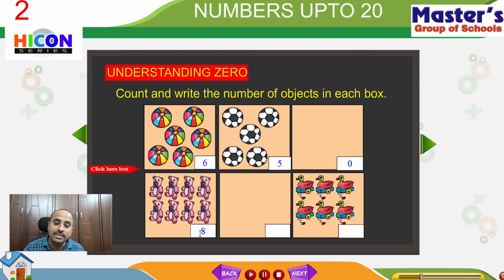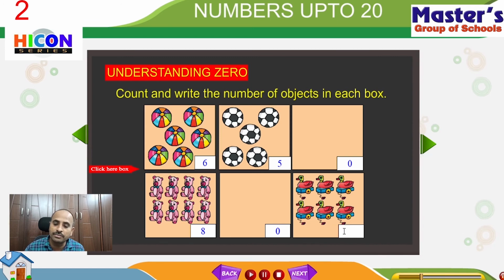Children, see the next box, the fifth box. What are there in the fifth box? There are no objects in the fifth box. There is nothing in the fifth box. The objects are absent in the fifth box. The absence of something is called 0. So the answer for the fifth box is 0. We can write 0 like this. 0 means nothing, absence. If there are no objects, if there are no things, that is called 0. 0 means nothing.